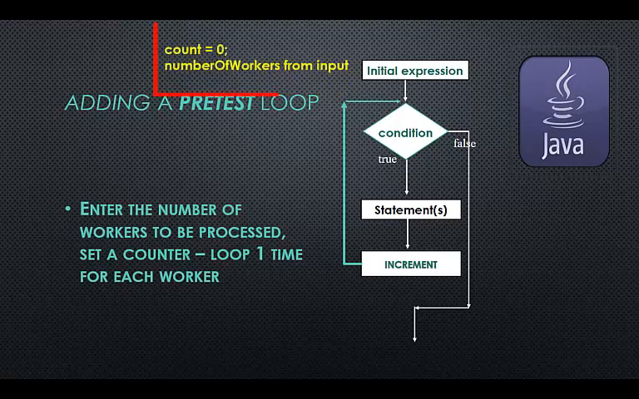We'll set a count variable to 0, and we'll get the number of workers variable value as keyboard input from the accounting clerk. We will check, is the count less than the number of workers? So long as that is true, we will process the workers' information and generate their pay stub.